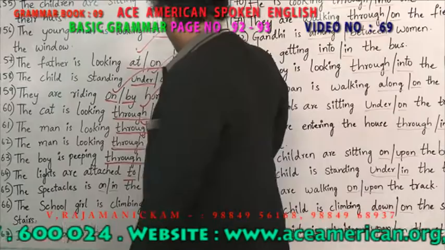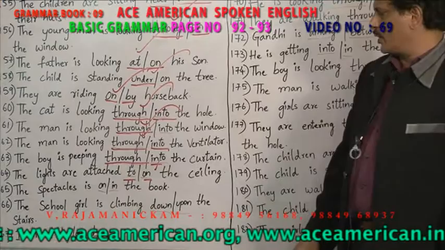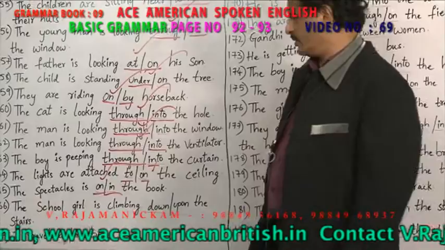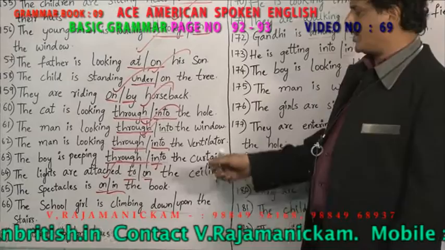The spectacles are on the book or in the book. On the book, on top of the book. In the book means inside. It cannot be inside the book. The schoolgirl is climbing down the stairs or upon the stairs. Down the stairs, not upon the stairs.